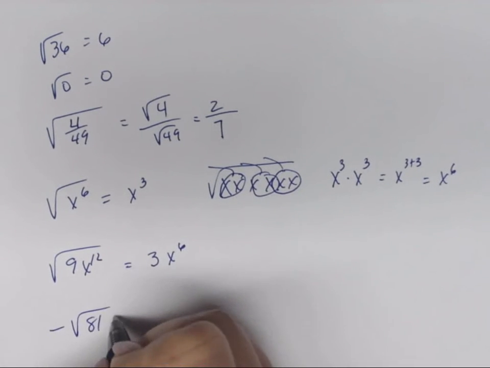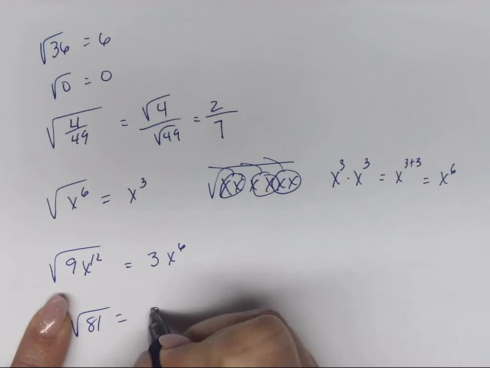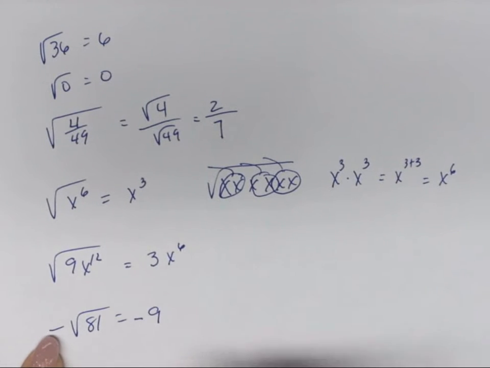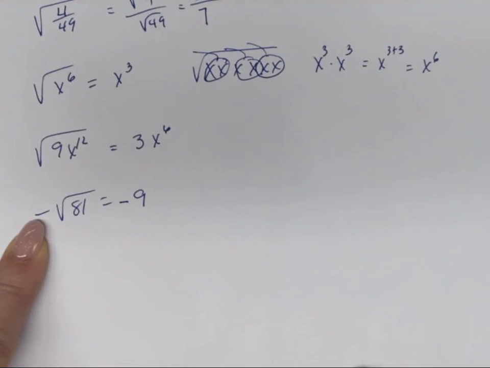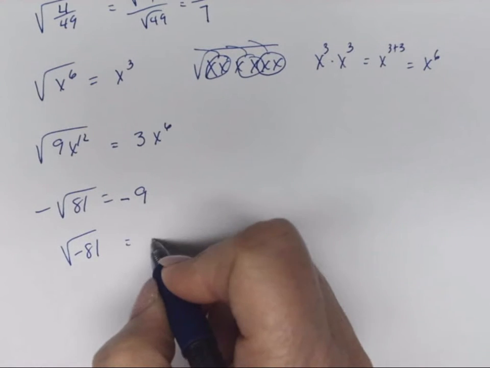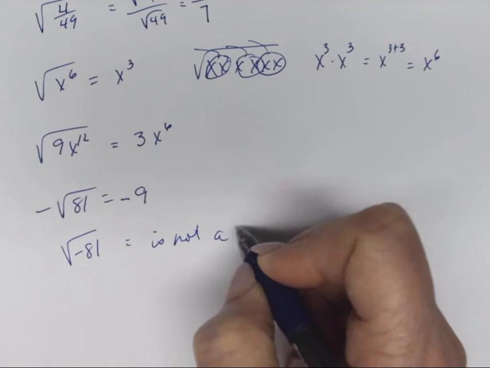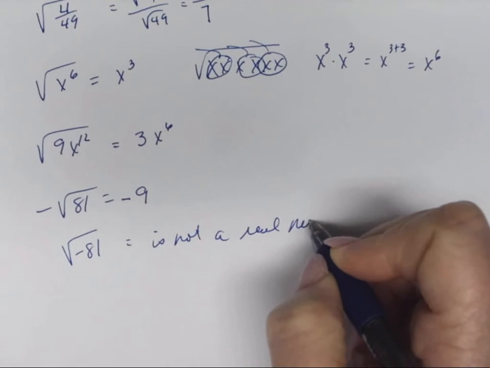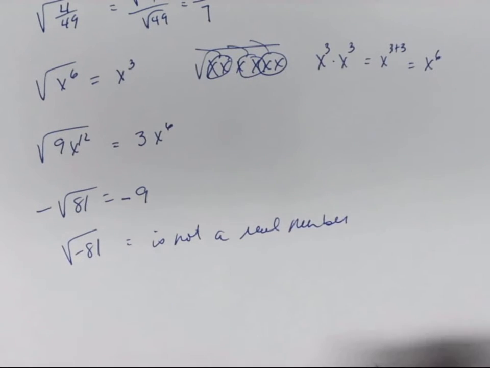Negative square root of 81. The square root of 81 is 9, and that negative will stick, so we'll have negative 9. Square root of negative 81, this is not a real number because we can't take the square root of a negative number.